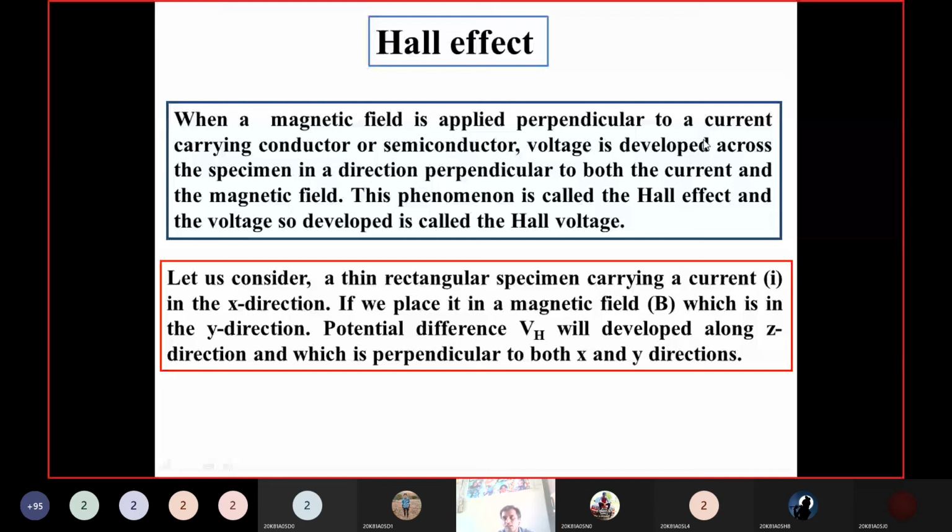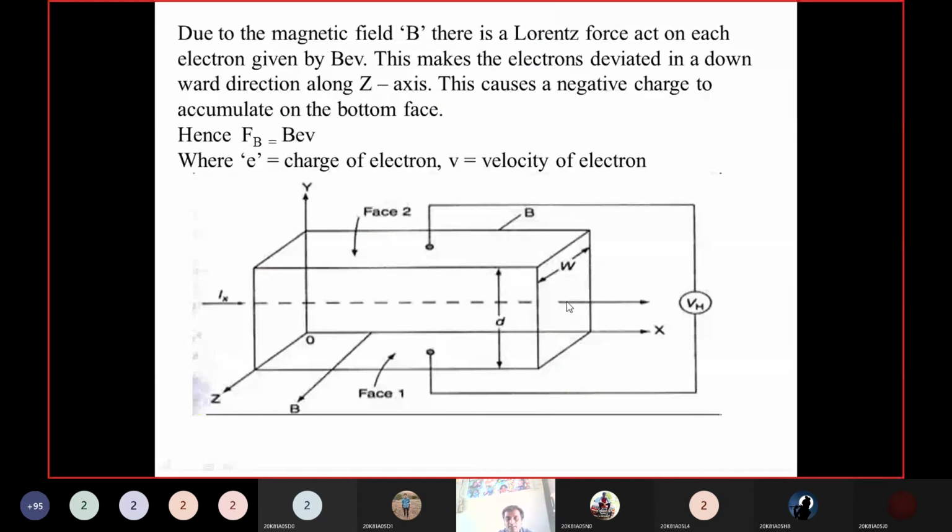Here, current I is passing along the x direction, and we are applying the magnetic field along the z direction. With the magnetic field along the z direction, some force is acting on the charge carriers. Due to that force, a voltage is developed, so a potential difference will be developed.